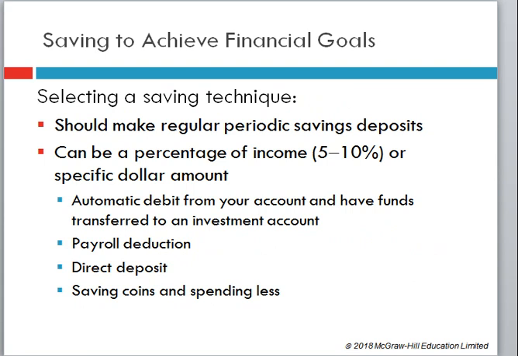Selecting a saving technique: you should make a regular periodic saving deposit, which can be a percentage of income. Ideally you should at least save the bare minimum, 10% of your income. So how do you do it? You can either have an automatic debit from your account, which is called an auto debit functionality. Once the money is deposited in your savings account, it gets automatically debited and goes towards your savings plan, towards your investment account. Payroll deductions, direct deposits, and saving coins and spending less.